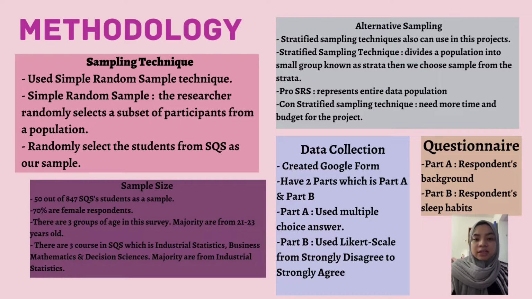Stratified sampling is a sampling that divides a population into smaller groups known as strata. We can classify population with the course that they take. For example, first strata for business math, second strata for industrial statistics, and third strata for decision science. Then, we can take our sample from each strata. The pros of using simple random sampling technique is it represents the entire data for population and randomly selects from the population, while for the stratified random sample, it divides the population into smaller groups that share the same characteristic. The cons for stratified is the researchers need more time and budget to find their sample.